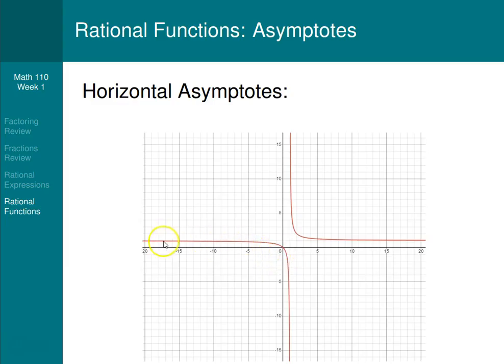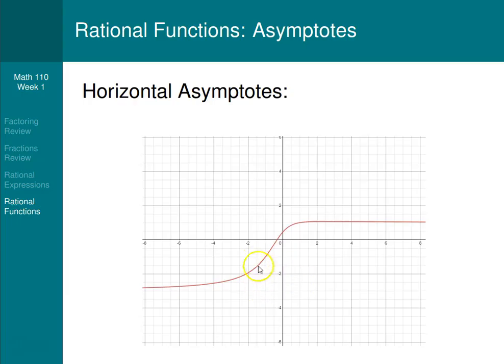Horizontal asymptotes are exactly what they sound like. It's a line that the graph can't cross horizontally. You can see here there's a horizontal asymptote, probably around y equals 1. There's also a vertical asymptote here as well.